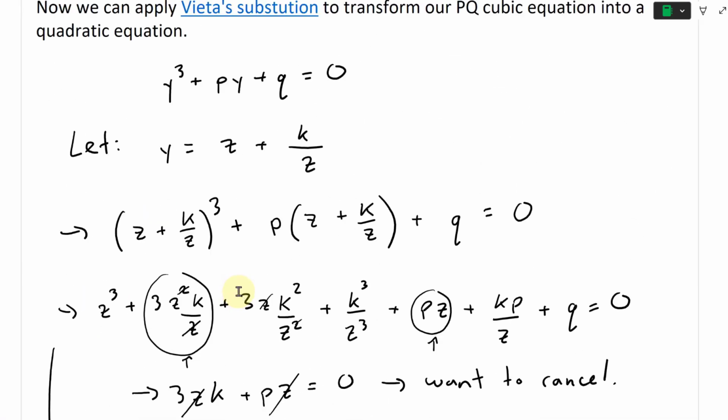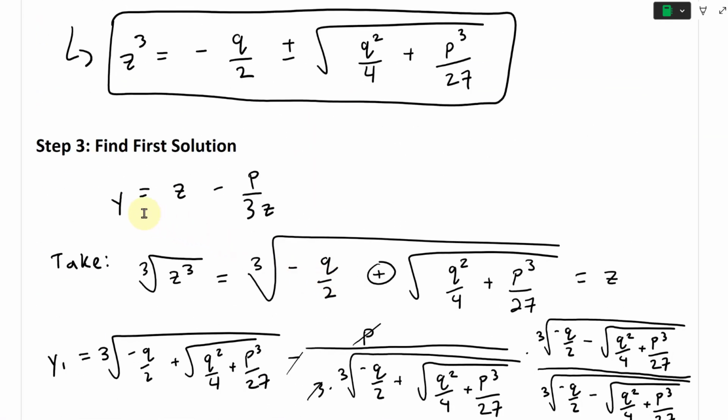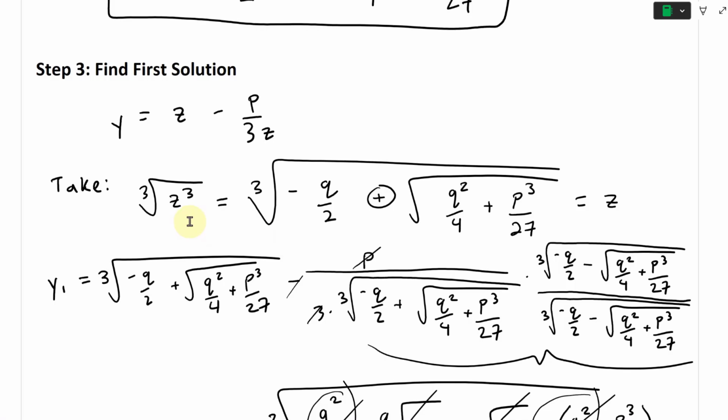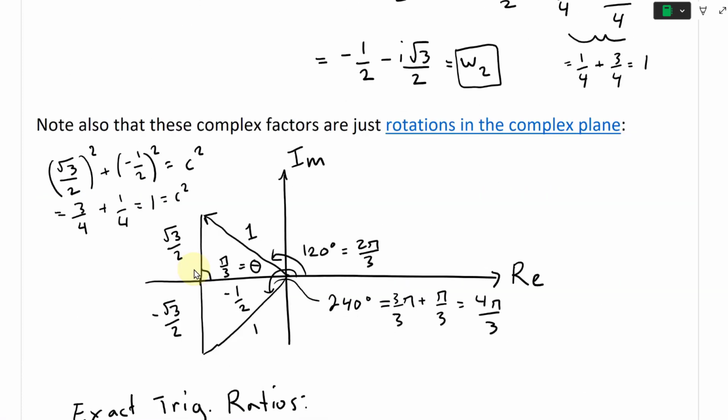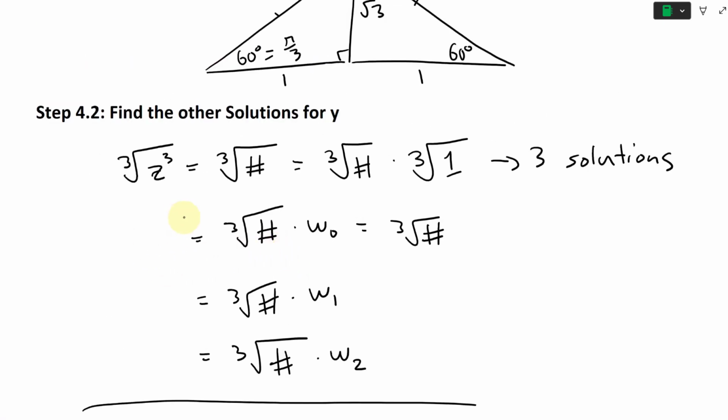I think it was, what was that called again? A Vieta solution. Anyways, so y equals z minus p divided by 3z, and we put in z1. We put this one right here inside there. So now we're going to have to find z2 and z3 and so on. So this is the first, z1. What I'll do now is call z2 equal to just this principal solution times w1. So this one right here is going to be called z1, this is z2, and this is going to be z3, like that.